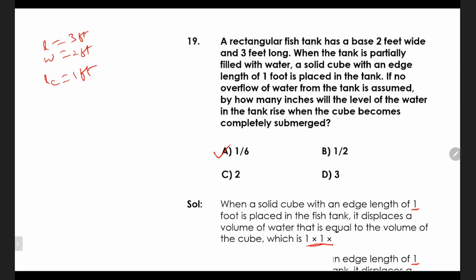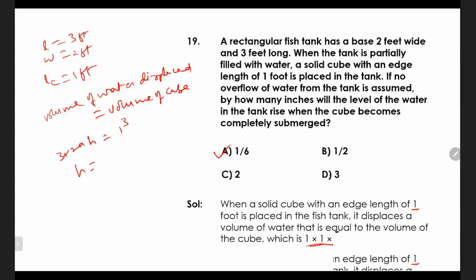So let us look at this. The volume of water displaced equals the volume of the cube. So 3 into 2 into H equals 1 cubed. H equals 1/6 feet. So please note it fast, quick.